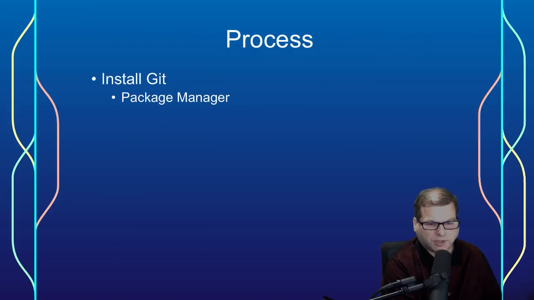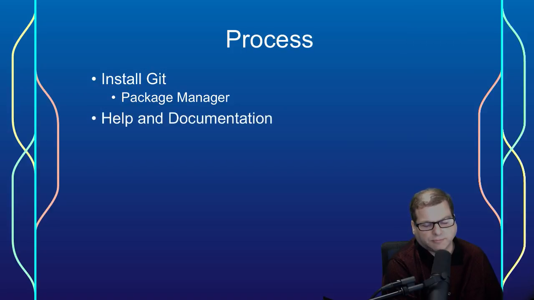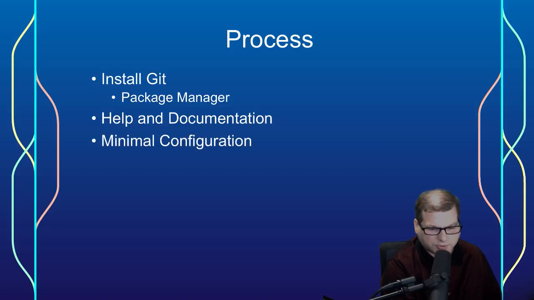The process is going to be installing Git. I'm going to be doing that via the package manager, and on this system, it'll be apt-get. Then I'll demonstrate the help and documentation, both from a terminal perspective and from online. Then we'll set up the minimal configuration and perhaps a bit more. And then finally, we'll configure our bash environment with the Git Prompt script.